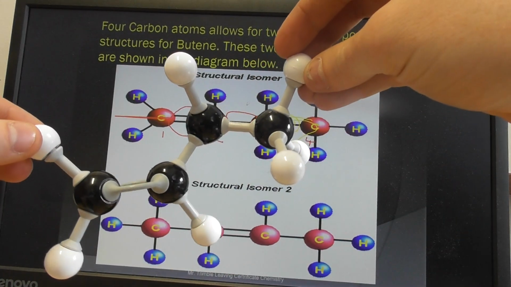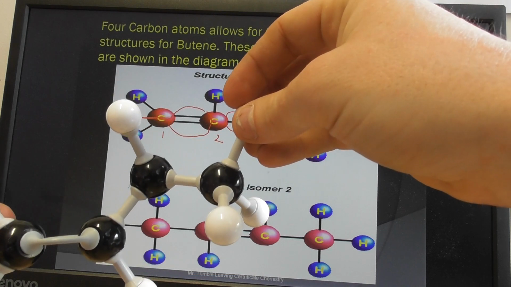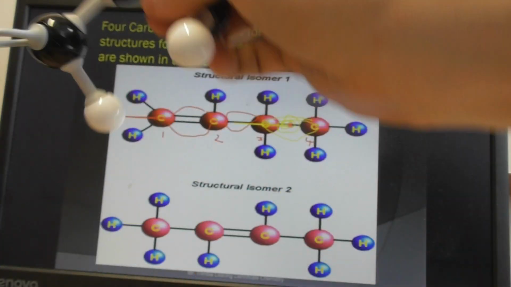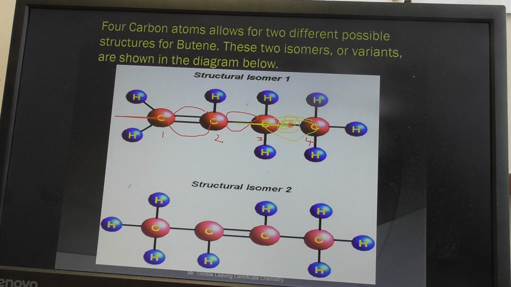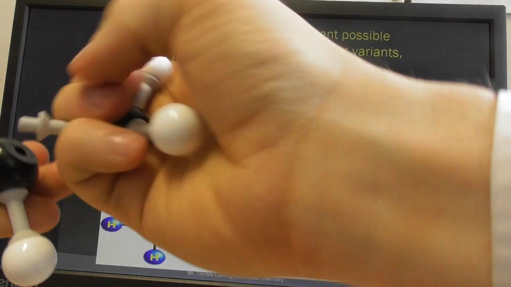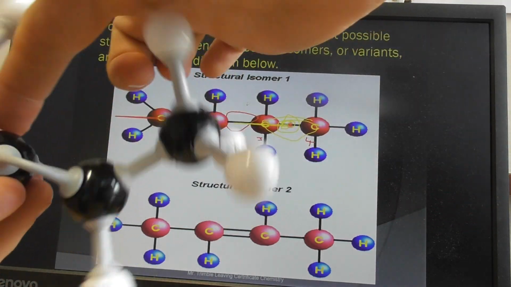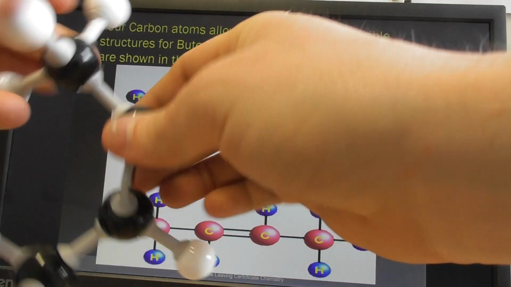You see? It's still butene. A double bond, 4 carbons. Ene, E-N-E. But now the double bond is at the end. Whereas if I rearrange them once more, there's the double bond, now it's in the middle. But if I move that double bond over here, obviously it's still the same molecule.